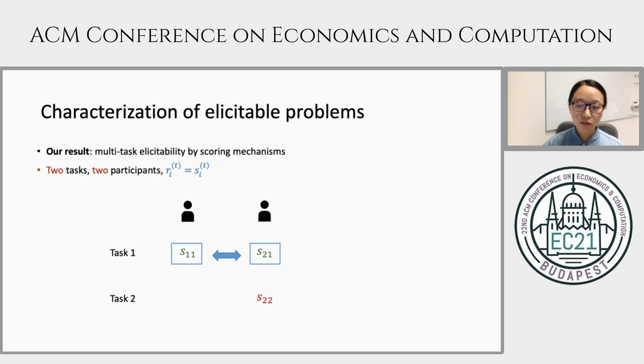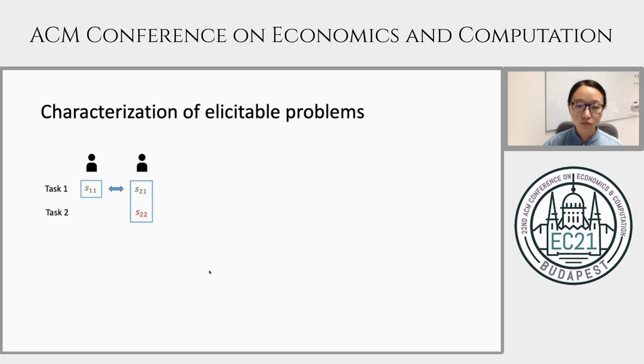The main difference between the single task setting and the multitask setting is that when we decide the payment for S11, we can compare it to not only S21 but also S22. As a result, participant 1's expected reward from task 1 will depend on not only his belief about S21, but also his belief about S22.